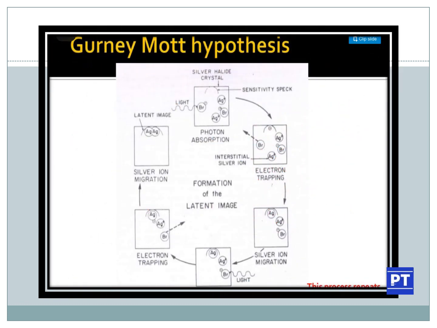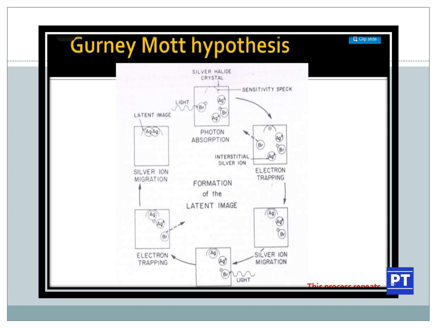Here you can see a diagram showing the formation of the latent image. There is a silver halide crystal, and you can see a sensitivity speck. The crystals are seen as Ag positive and Br minus, and the light photons are coming and interacting.